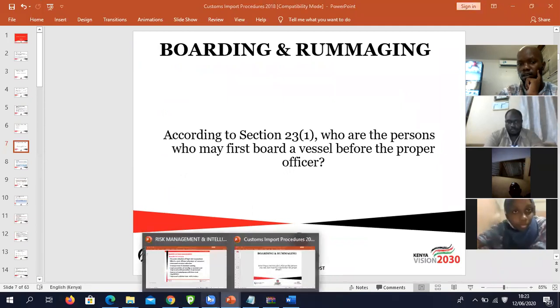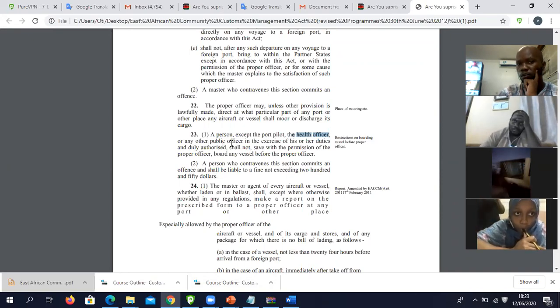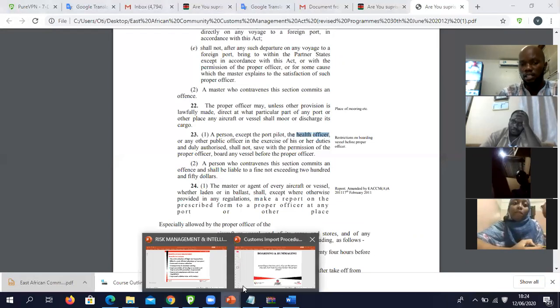Let me just, I think some people are not in that. The health officer, 1. Port pilot, 2. And any other public officer in exercise of his or her duties and is duly authorized. So these 3 categories of individuals can access the vessel before the proper officer even does. Okay, let's move on.